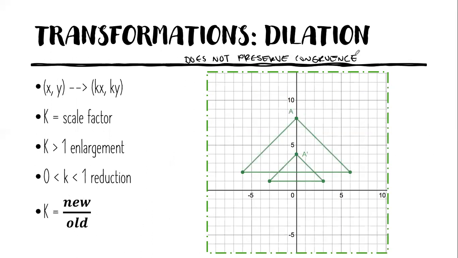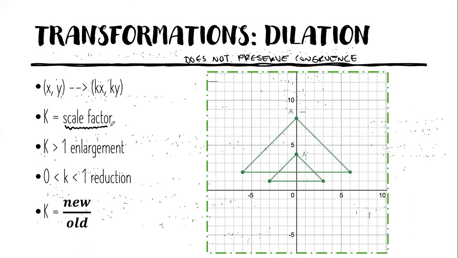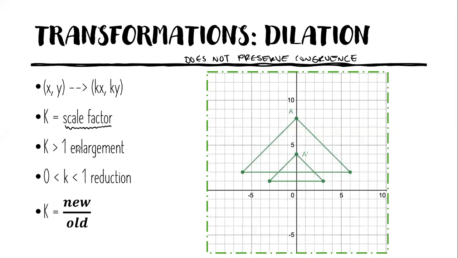So for dilation, the algebraic rule is (kx, ky), where I'm multiplying k to x and I'm multiplying k to y. This is the only one that multiplies, so that's another way to know whether or not it's dilation. k stands for scale factor. If my k is greater than 1, my thing got bigger. If my k is between 0 and 1, my thing got smaller.